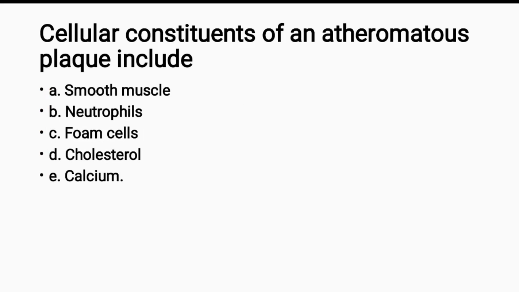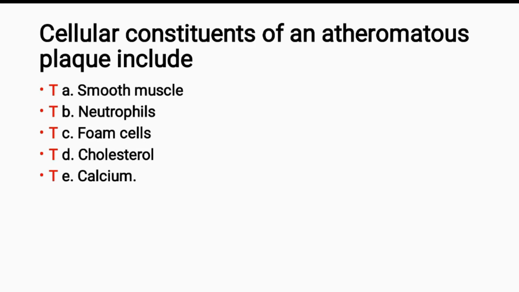Cellular constituent of an atheromatous plaque include A, smooth muscle. B, neutrophils. C, foam cells. D, cholesterol. E, calcium. Well, all these are the cellular constituent of an atheromatous plaque.